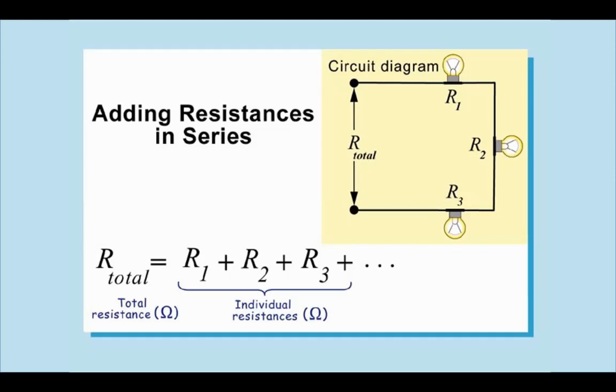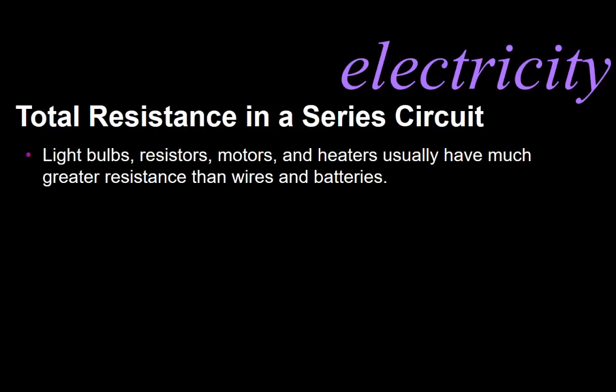So here it is again. In this case, we can take a look at R1, R2, and R3. Notice that we just go ahead and add them all together for a total resistance for the series. Now, this only works because all of the current has to flow through all of the resistors. There's no option like we'll see later on in a parallel circuit. So light bulbs, resistors, motors, heaters, they all have much greater resistances than the wires and batteries do.